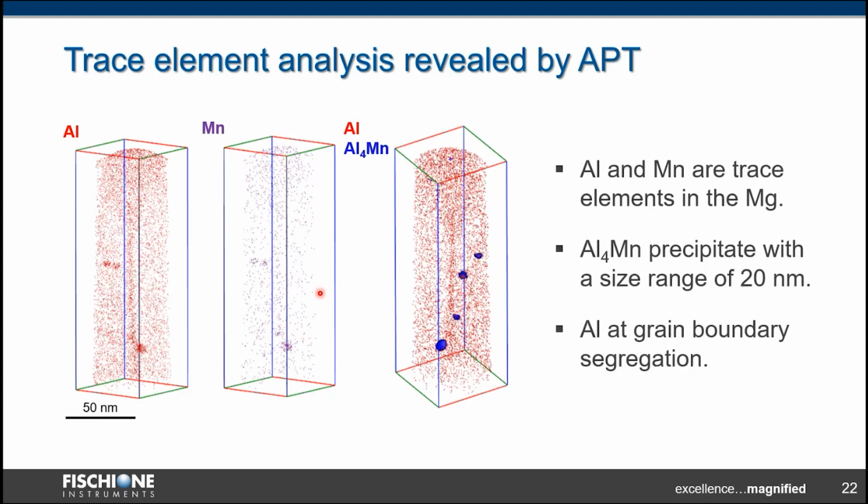So less noise from gallium-induced structural damage allows us to study trace elements in our sample, as you can observe in those results. The observed trace elements are aluminum and manganese. They can form precipitates about 20 nanometers in size, as you can see here. And we clearly observe aluminum grain boundary segregation. You can see it here.